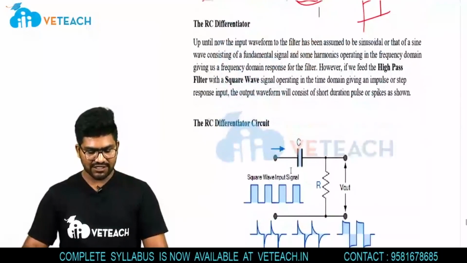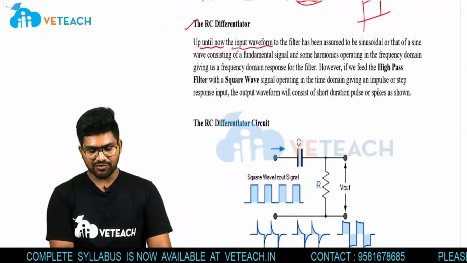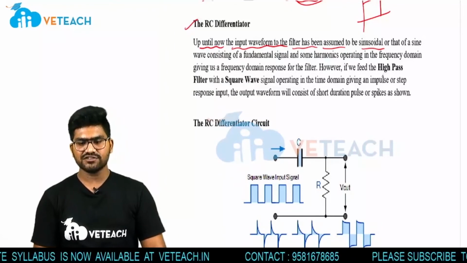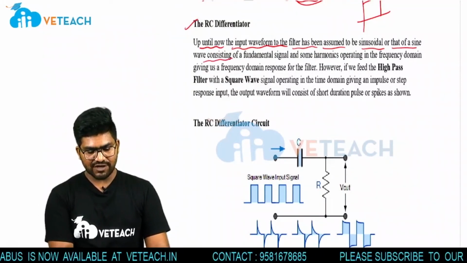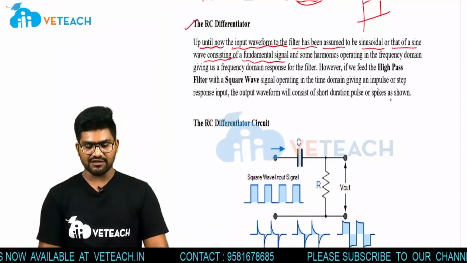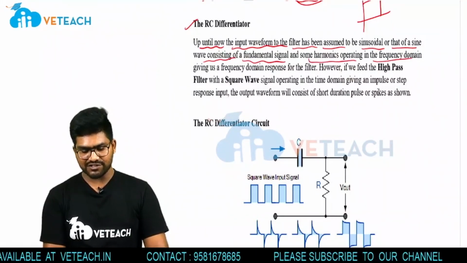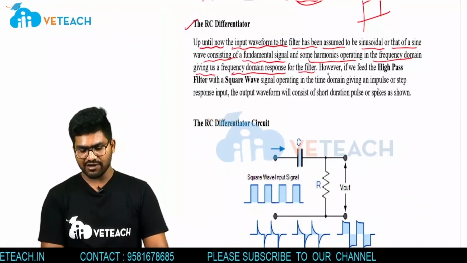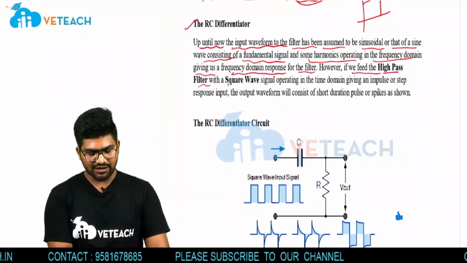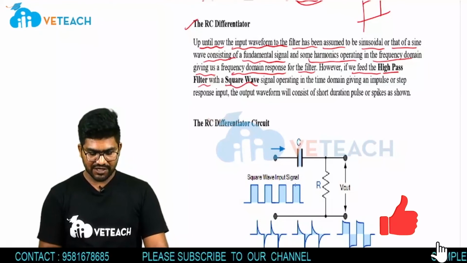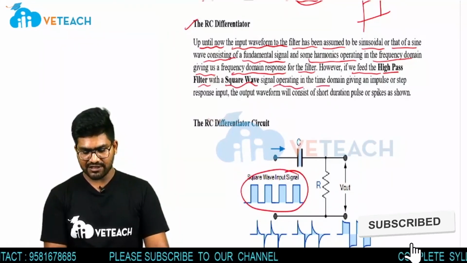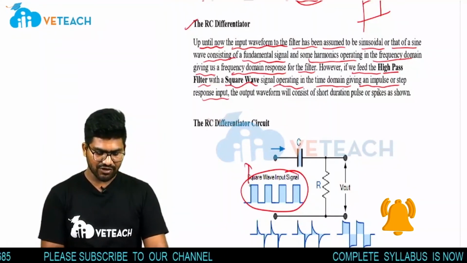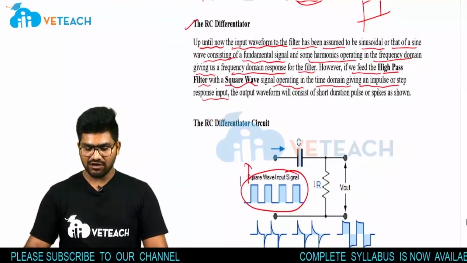So if I look at the RC differentiator, up until now the input waveform of this filter has been assumed to be sinusoidal, that of a sine wave consisting of a fundamental signal and some harmonics, operating in the frequency domain, giving us a frequency domain response for the filter. However, if we feed the high pass filter with a square wave signal operating in the time domain, it gives an impulse or step response. So this square wave is nothing but an impulse or step input.